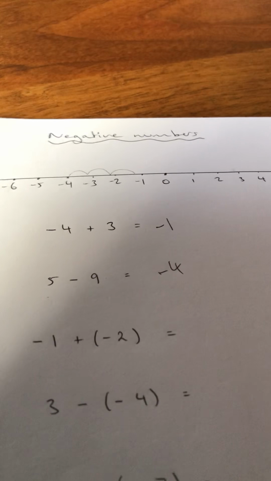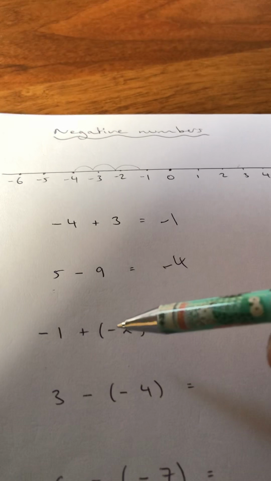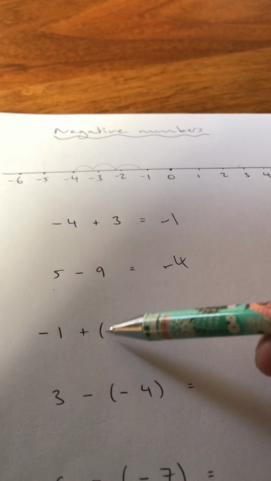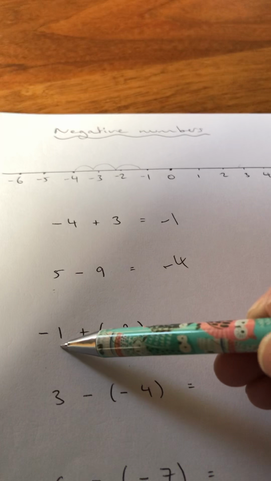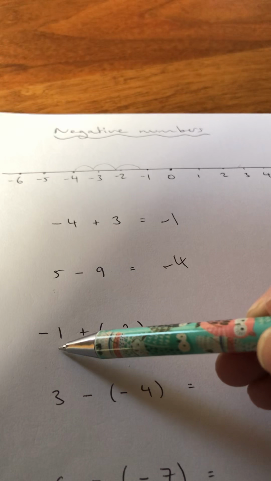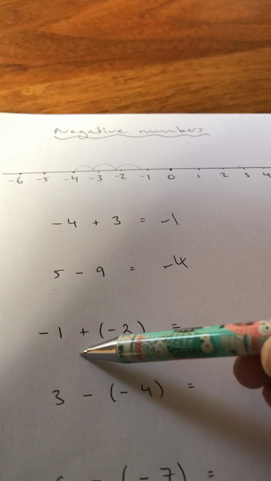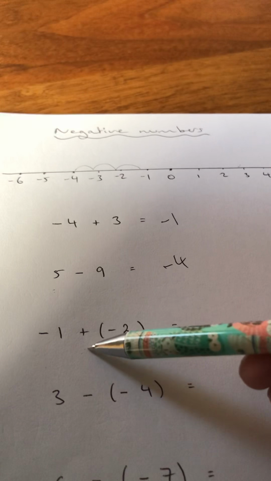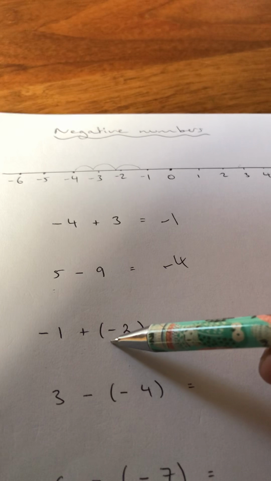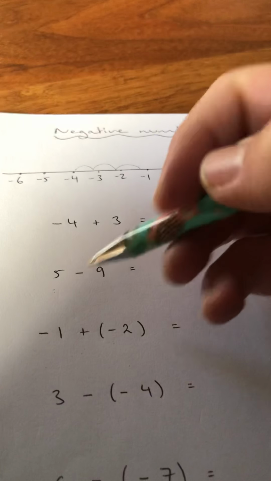So far, so good. Right, it gets a little bit more tricky when I've got things like this. Here, it tells me where I'm starting. I'm starting at -1. Now it tells me I have to add -2. I've got two different signs there. One's telling me to go up the number line, one's telling me to go down. I need to know how to combine them.